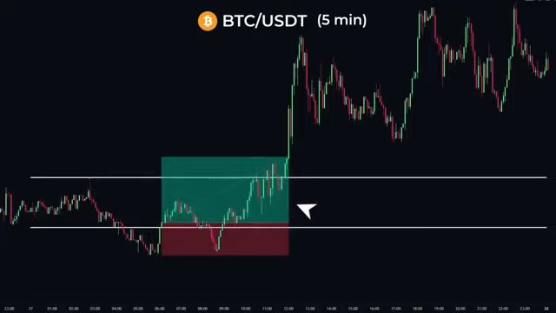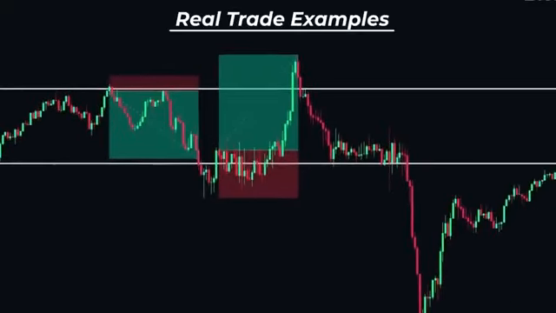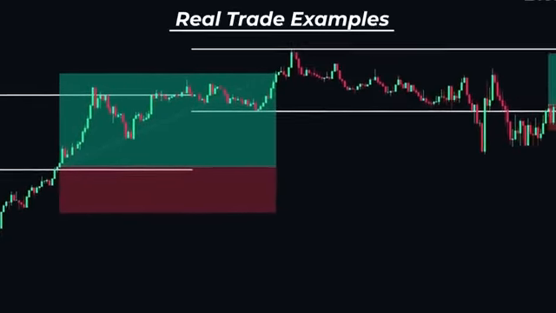Now that you understand how the overall strategy works, let's take a look at some real trade examples across different markets so you can see just how well this strategy performs.